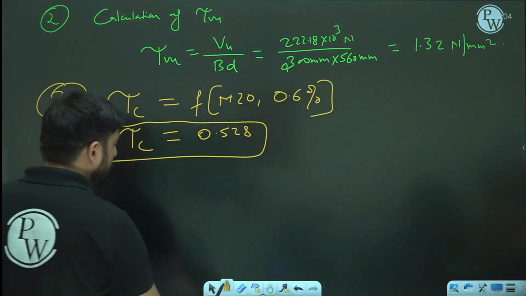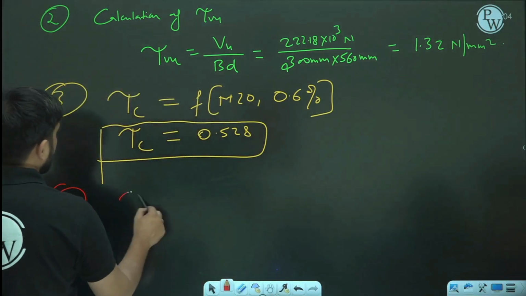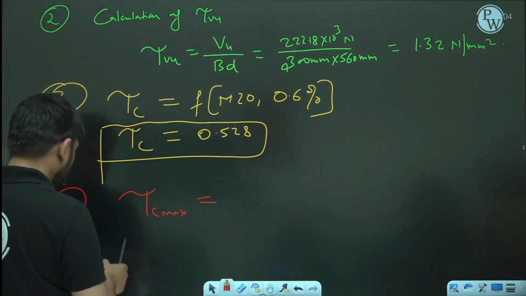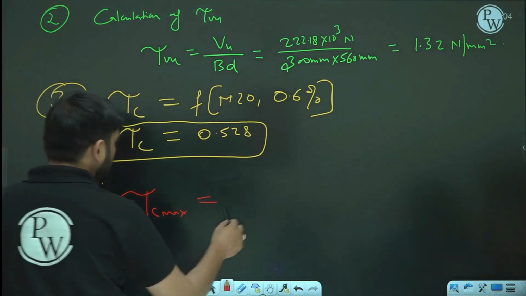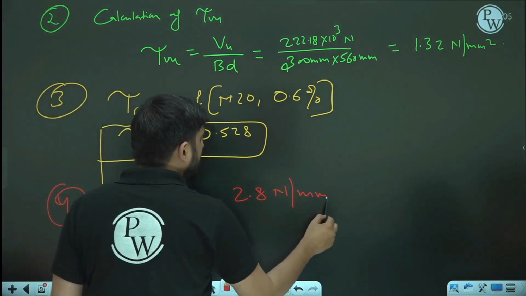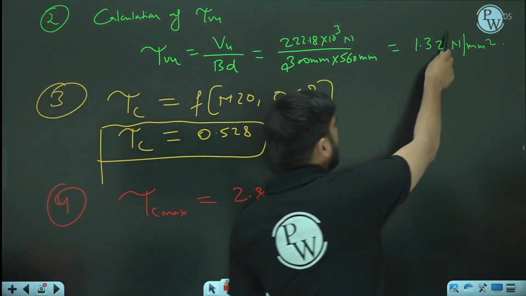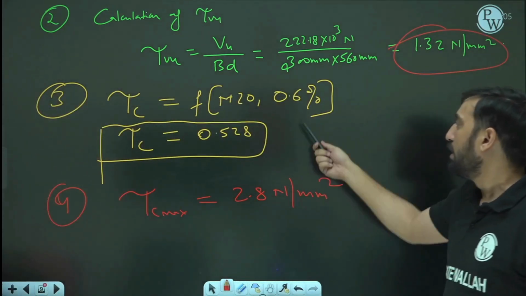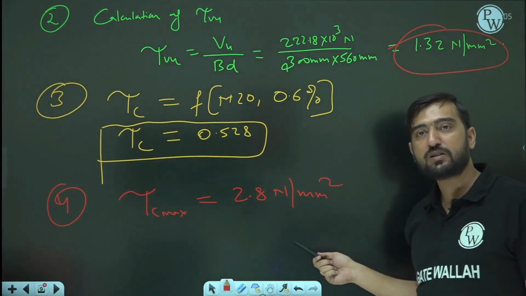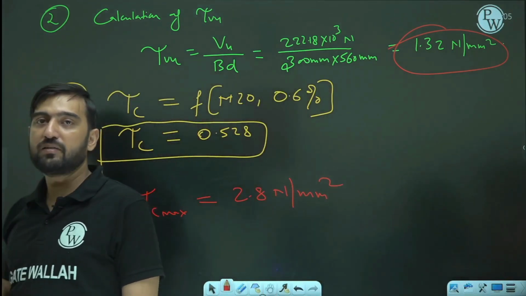So what about tau C max? For grade of concrete M20, what is the value of tau C max? It is coming out to be 2.8 Newton per mm square. So you can say it is a perfect case for designing. Here the nominal shear stress is going to lie between shear strength of concrete without reinforcement and shear strength of concrete with reinforcement, isn't it? So we can design this case.